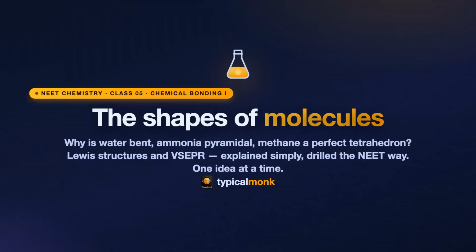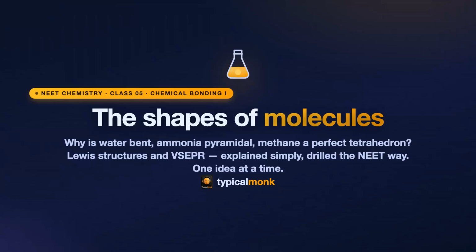Here is a gentle mystery to hold for a moment. Water is bent. Ammonia is a squat little pyramid. Methane is a perfect, symmetric tetrahedron. 3 tiny molecules, 3 completely different shapes, and yet each one is built from the same simple idea.